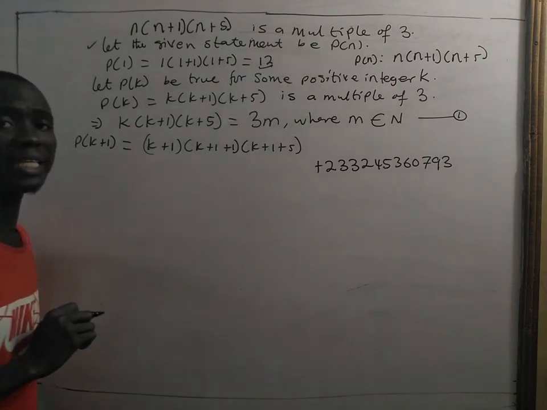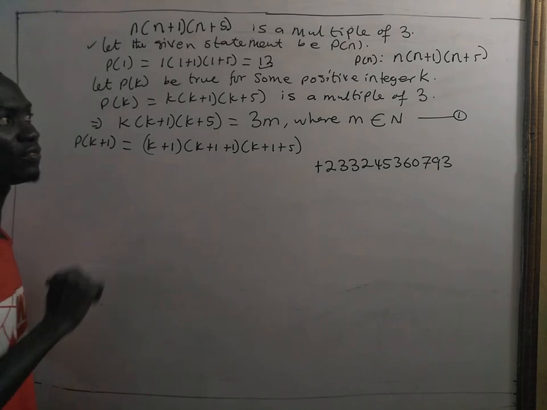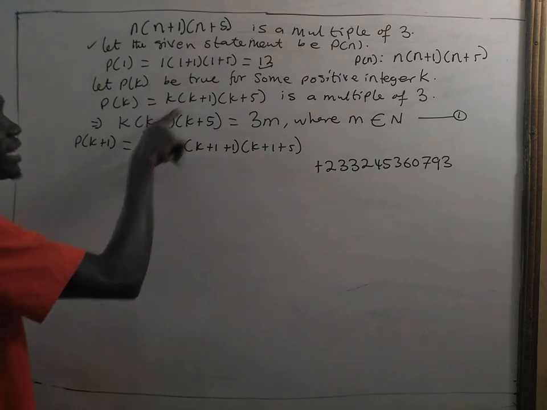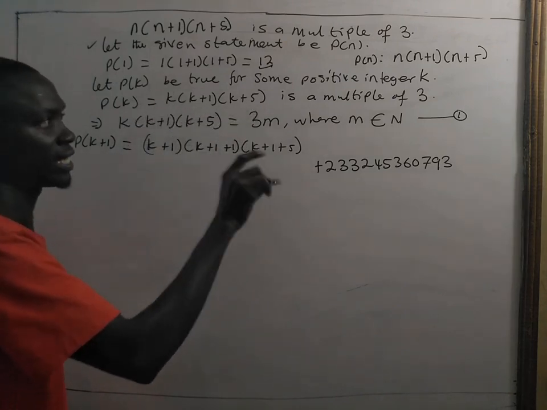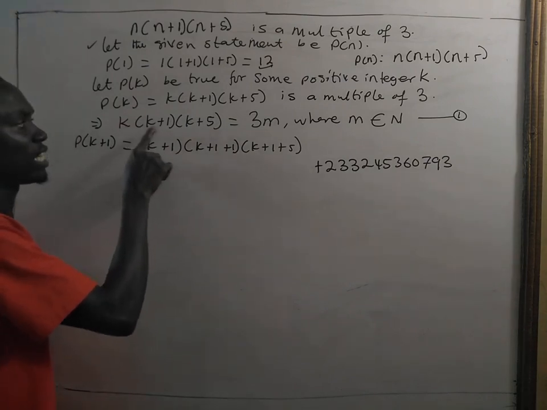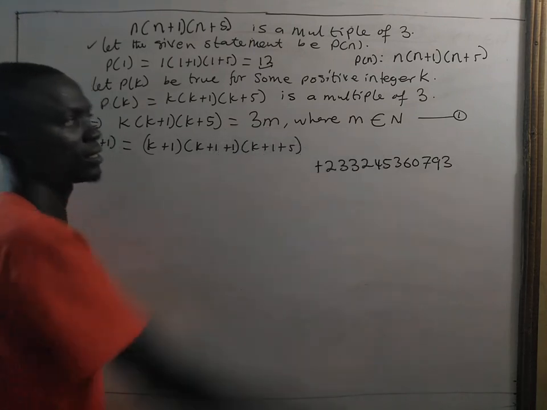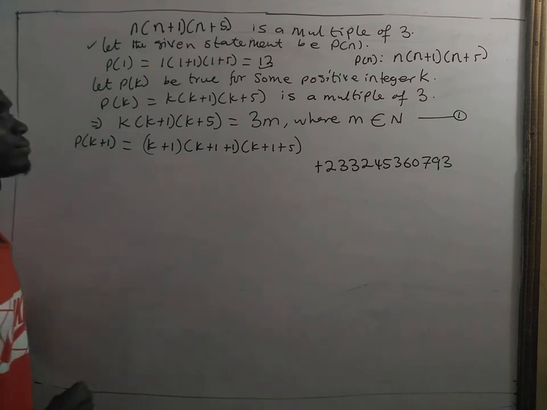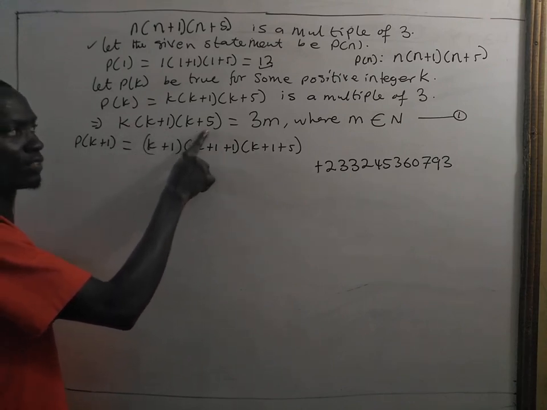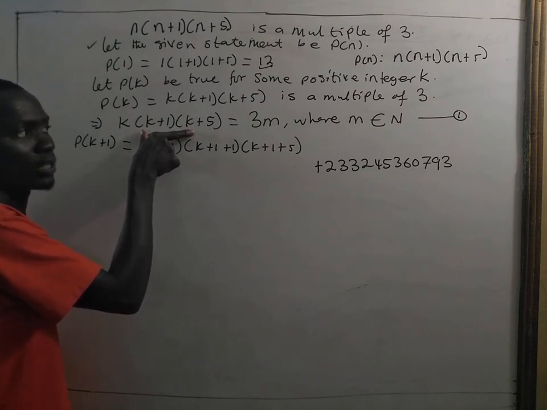Now, we come to the inductive hypothesis step. That is, we assume that Pk is true for some positive integer k. Now, we put k in place of n to get k times k plus 1 times k plus 5 is a multiple of 3. If it is a multiple of 3, then it means that k times k plus 1 times k plus 5 is equal to 3 times a certain number m, which is a natural number.